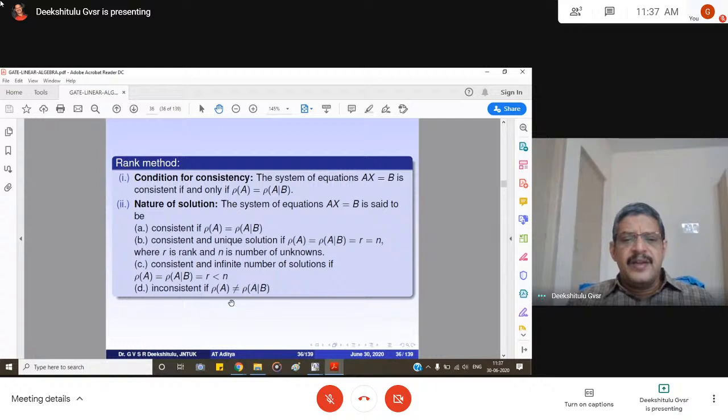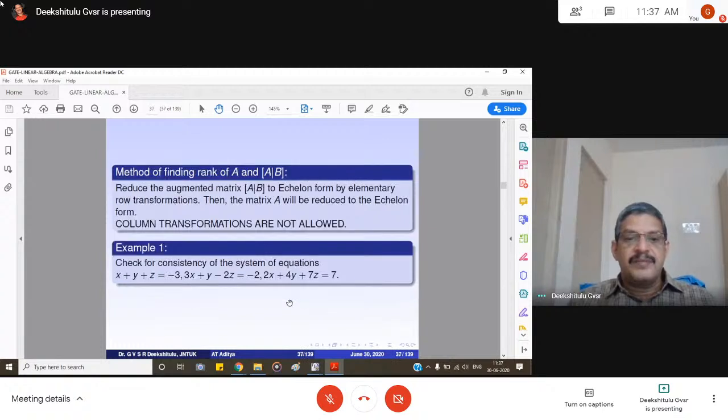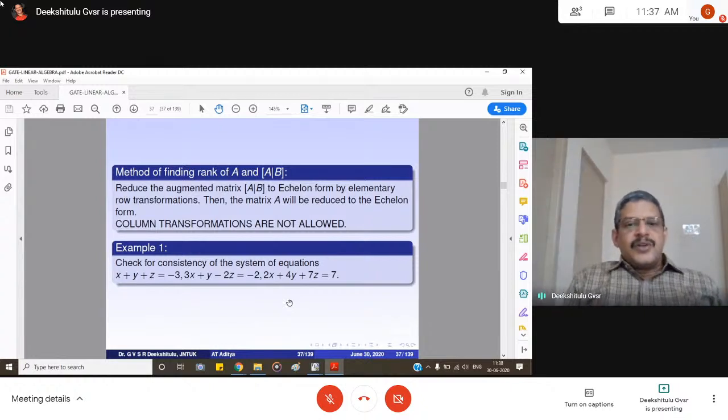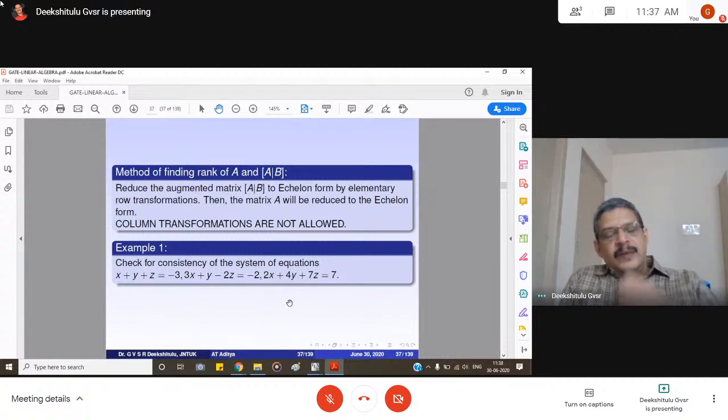Inconsistent, as I said earlier: if these two ranks are different from one another, then we say the system Ax is equal to B is inconsistent. Method of finding the rank of A and AB. Reduce the augmented matrix to echelon form. As I said earlier, to find the rank of a matrix, we reduce the matrix to echelon form. So here we are considering A augmented with B, what we call the augmented matrix. Reduce this augmented matrix AB to echelon form by elementary row transformations.